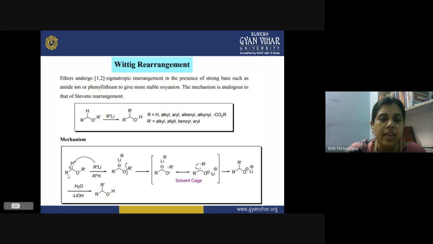So this is the mechanism. We have RCH2OR, and in the presence of methyl lithium, first the proton is abstracted and we get a negative charge over the carbon, so we get the electron rich carbon here, and the lithium monopositive ion is formed. Now the R group attacks the negatively charged carbon, and finally this type of ion is formed, and when hydrolysis is performed, you get LiOH, the Li is removed from the anion, and finally you get the alcohol at the end.